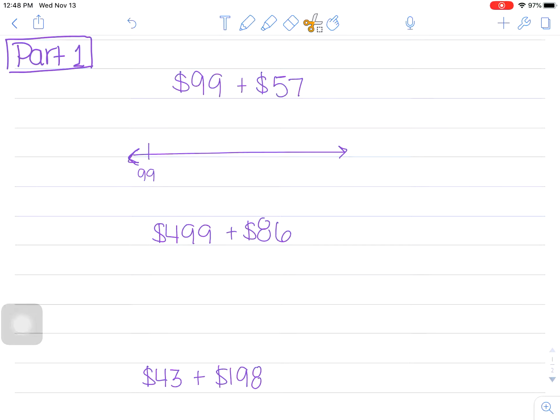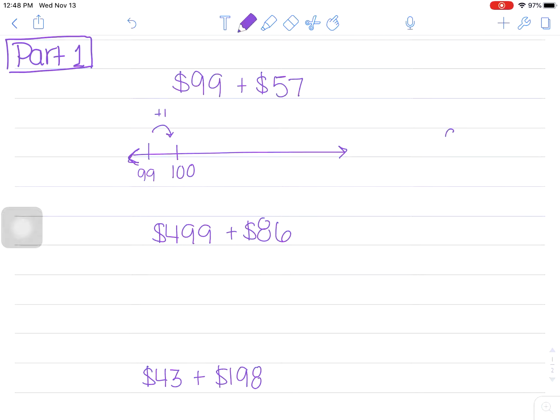Okay? So the first thing I want to be thinking about is, if I have 99, what is going to be the best way for me to add 57 to it without having to regroup and rewrite the problem out? So the reason this is called the give and take is because I'm going to give 1. So this becomes 100, right? I'm going to give 1 to 99 because that's going to help me out when I'm adding.